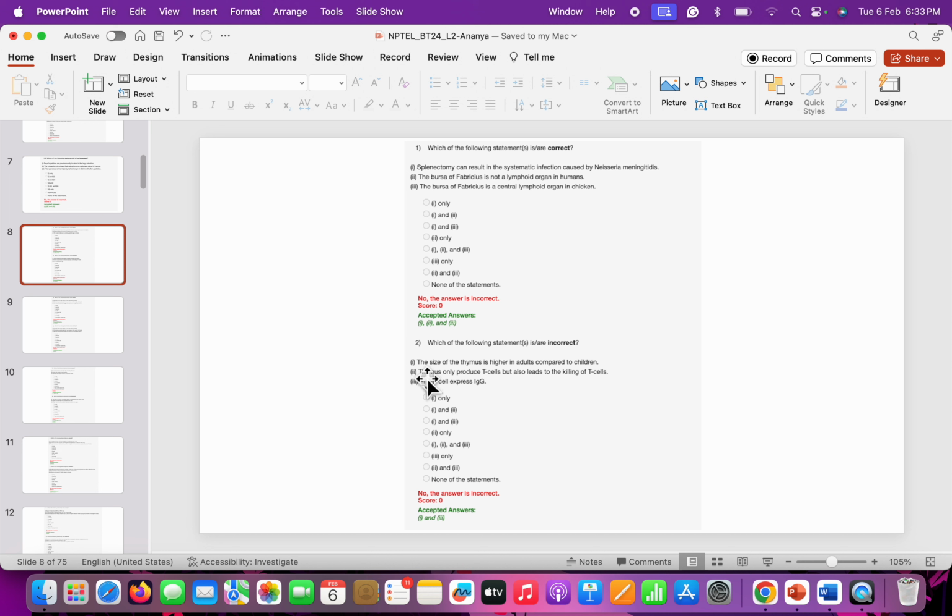The thymus only producing T cells but also leading to killing of T cells is correct, but the answer won't be this because it asked for incorrect statements.